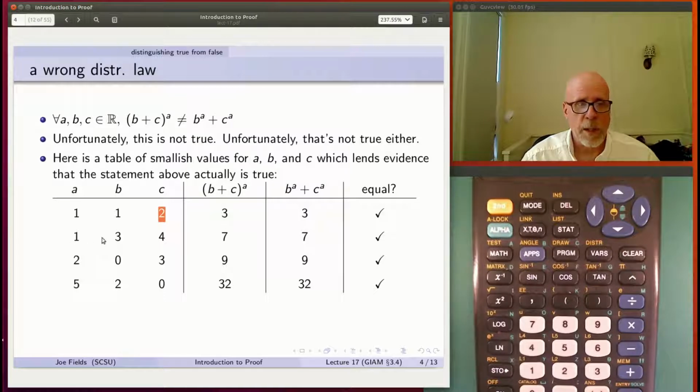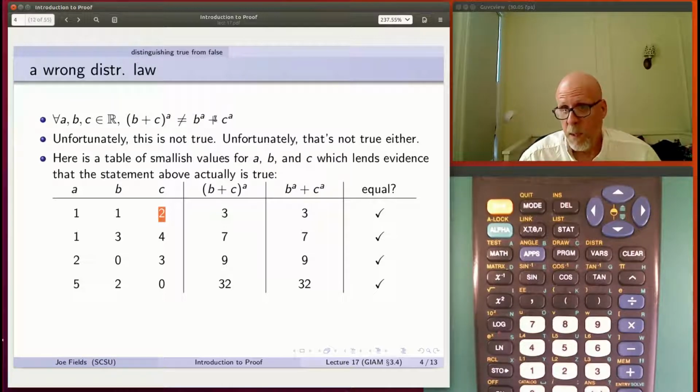Here's another one with A equals 1. 1 is the power on 3 plus 4 gives us 7, and 3 to the 1 plus 4 to the 1 gives us 7. Well, you probably see what I'm pulling there, don't you? What's the trickery involved here? It's that the power 1 actually does distribute, because the power 1 does nothing. So it's sort of a trivial version. But we do have examples that show the statement here where it says it's never the case that B plus C to the A is equal to B to the A plus C to the A. That's not in fact true.